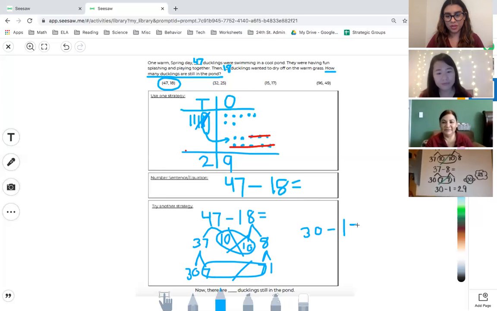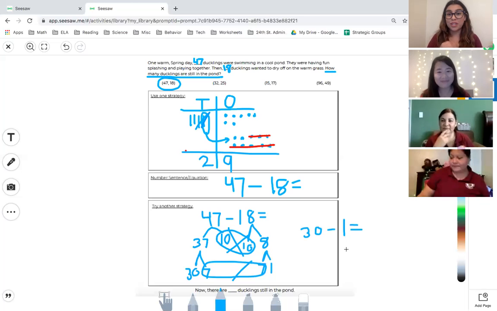Wow, what a great strategy, Ms. Rosales. So you did the decomposing twice. So you realize that 37 can still be broken apart, and so can 8. We can decompose a number until maybe it gets to 1, and then we can't decompose it anymore. So I love that you use that strategy twice to really show your thinking. So then 30 minus 1, 29. And then our answer is 29. So both of our teachers got the correct answer.